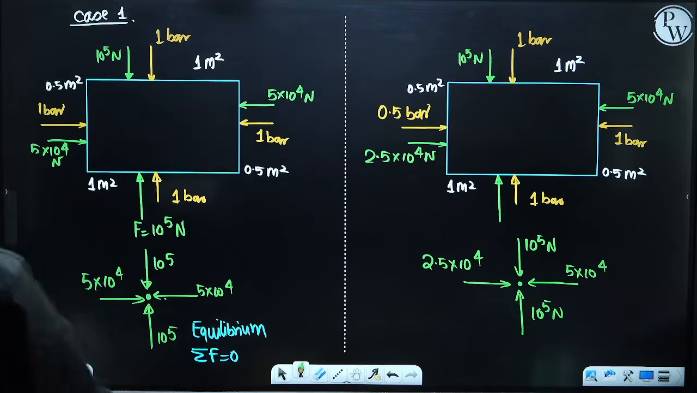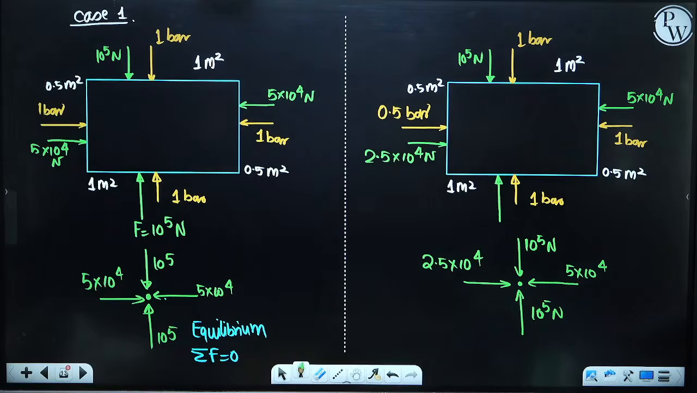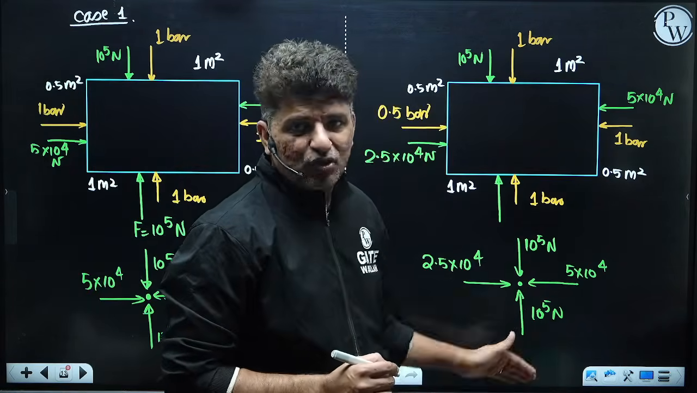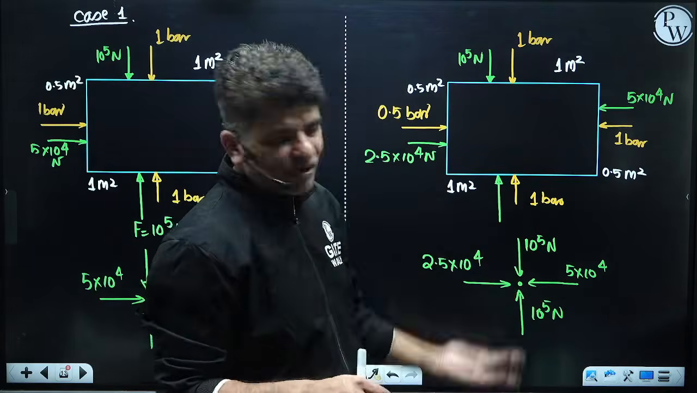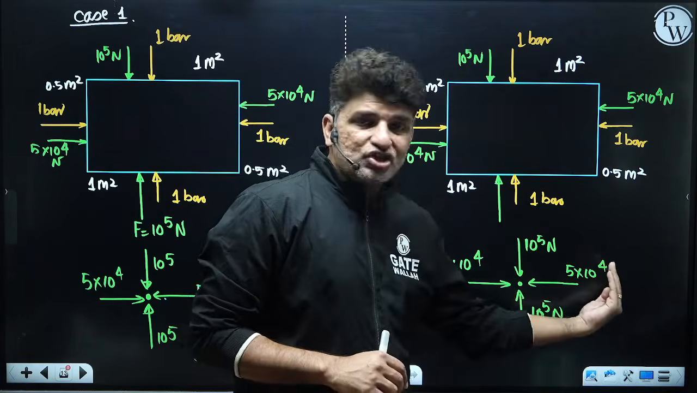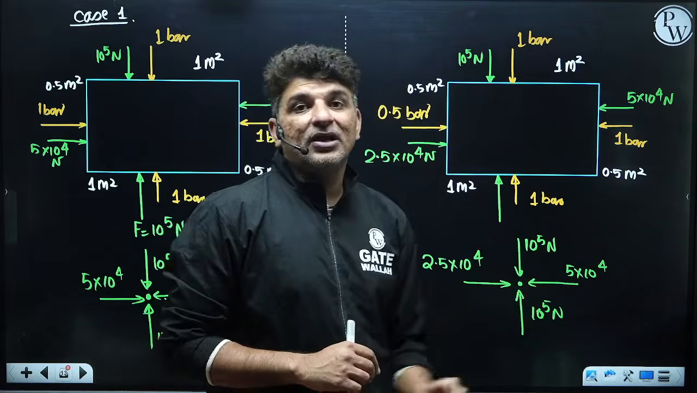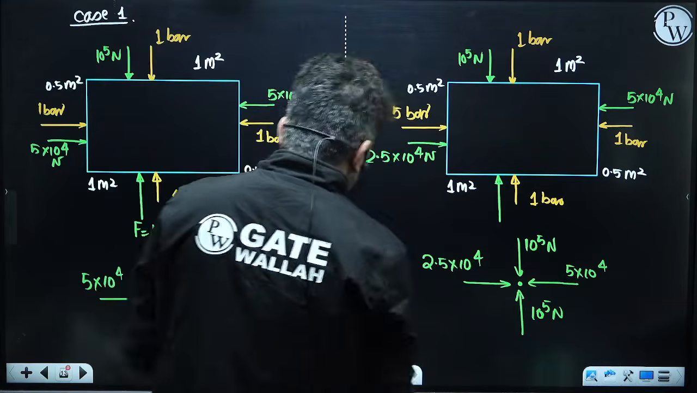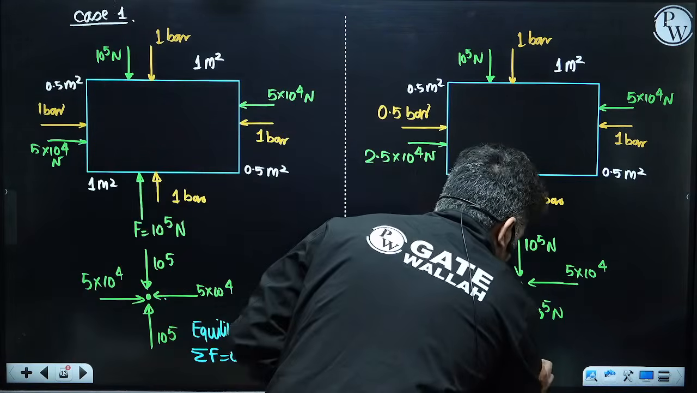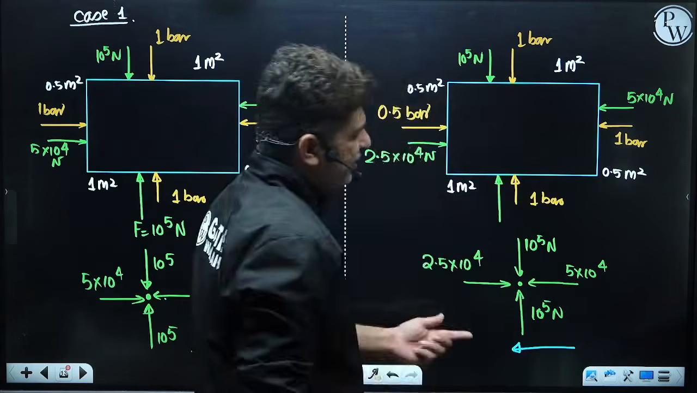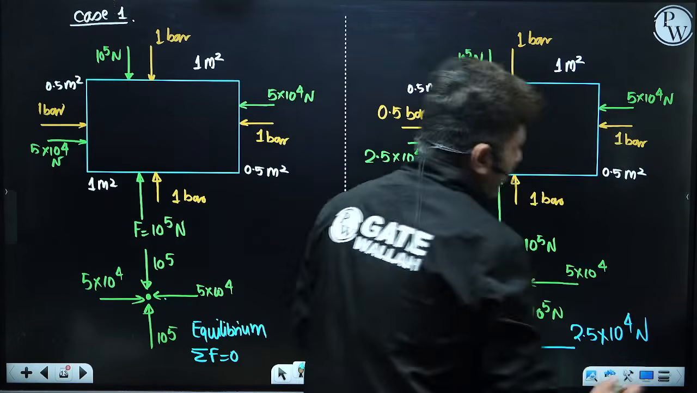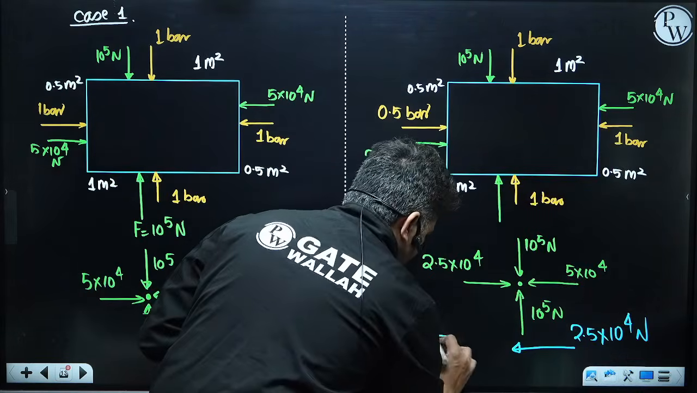Now, can anybody tell me what will be the impact of all these forces acting on the object? You see, due to these two forces balancing each other out, there will be no resultant upward or downward movement. But the force acting from the right and the force acting from the left are not equal. So the resultant of all this will be a net resultant force acting on this object in this direction, and the value of that will be 2.5 into 10 raised to power 4 Newton. This is your sigma F.